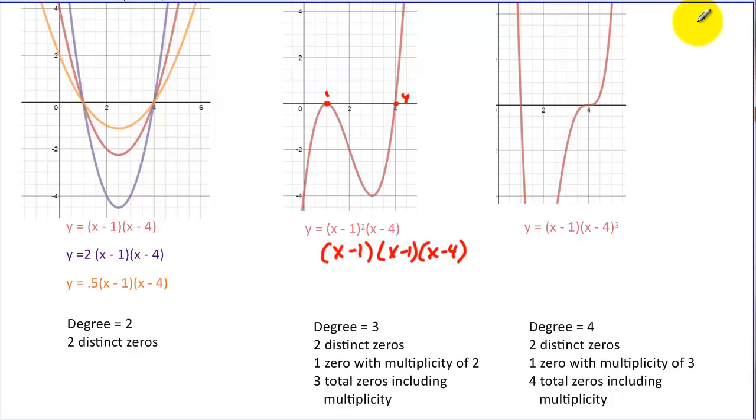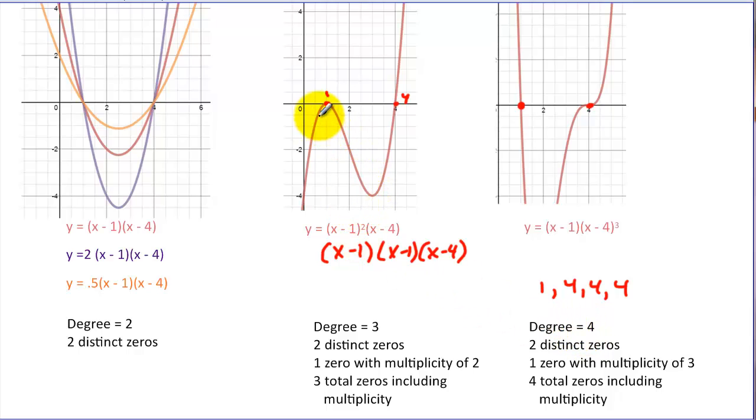And in our third example here, we still only see 2 distinct real zeros. But if we FOIL this out, we would have a degree of 4, and if we expanded this out, we would have x minus 4 three times. So this 0 at x equals 4 has a multiplicity of 3. So if we include multiplicity and count each of those zeros of 4 three times, so if we counted our zeros as 1, 4, 4, and 4, we can see that we have the same number of zeros as our degree.